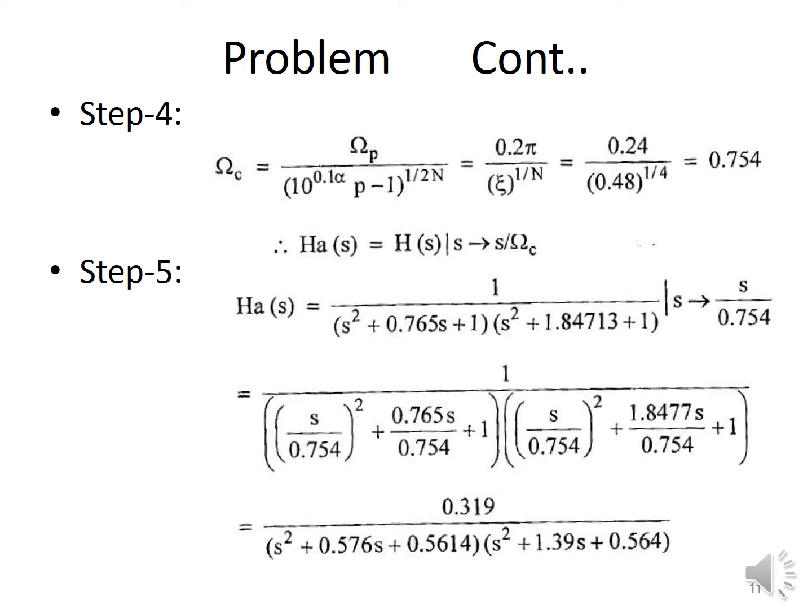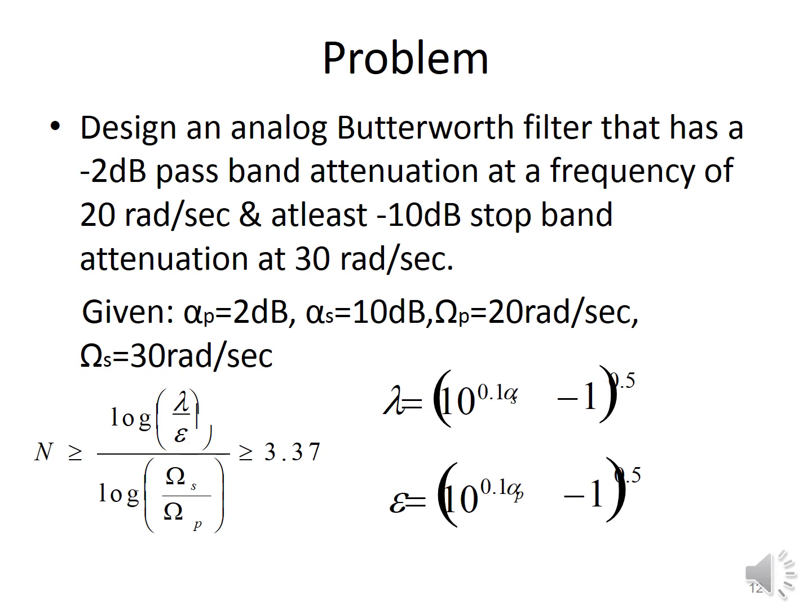With the formula we calculate the omega c value. The omega c value is 0.754. So the problem is a low pass filter design, so s is replaced by s by omega c. In H of s, the s will be replaced by s by omega c. By substituting the value we find the original transfer function value. And this is the next problem.